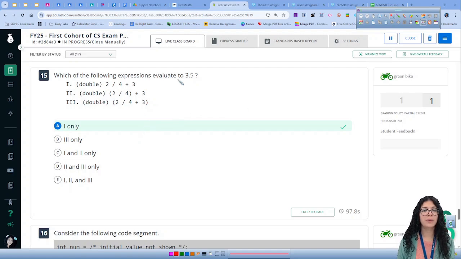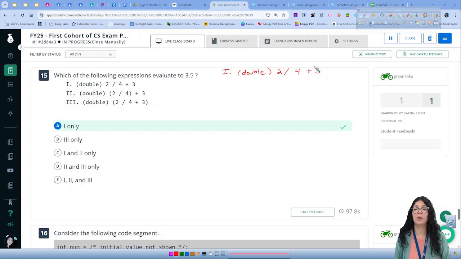Right, number 15, which of the following expressions evaluates to 3.5? Okay, so let's go ahead and evaluate all three of them and see which one actually gives us 3.5. To do this correctly, we need to make sure that we follow the order of operations. Remember, the first thing in the order of operations is parentheses, but there are no parentheses here. So we move on to the second step, which includes typecasting.